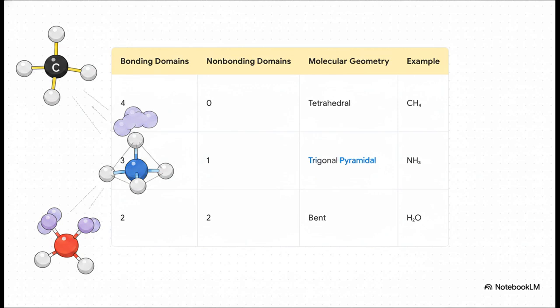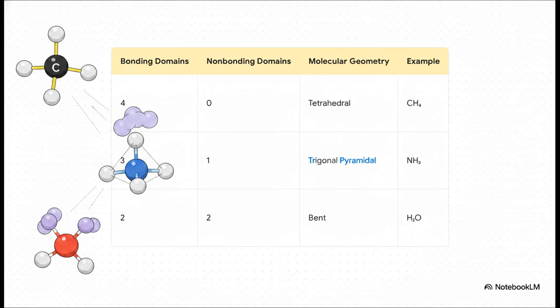Case 1. 4 bonding domains, 0 lone pairs. Classic methane, CH4. The molecular geometry is, you guessed it, tetrahedral, same as the base shape. Now let's switch things up. Let's take away one bond and put in a lone pair. This is ammonia, NH3. That invisible lone pair is sitting on top, pushing the 3 hydrogens down and away, creating this little pyramid shape, so we call it trigonal pyramidal.